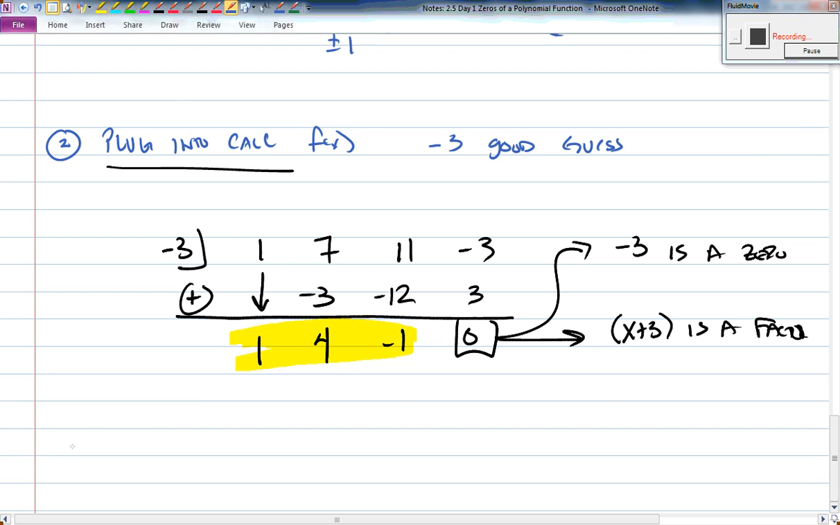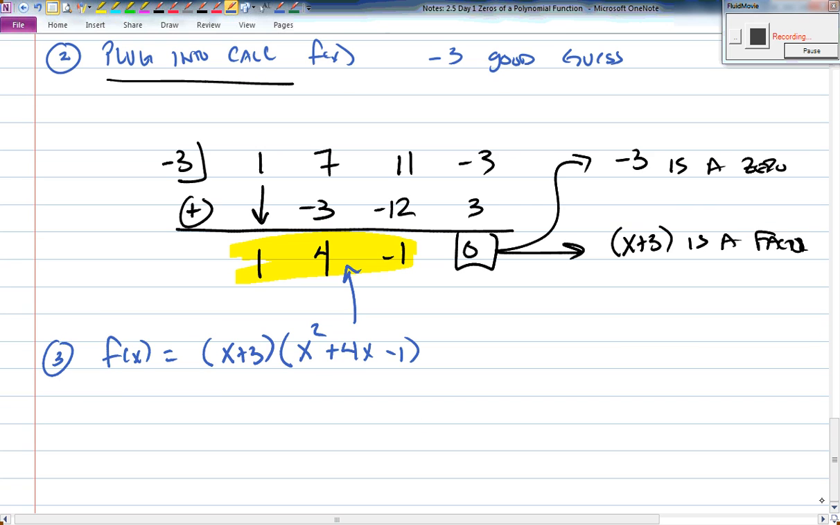So now, check this out. We can rewrite our function f of x. We can write it as a product of 2 factors. One of them we found, which is x plus 3. And then the other one is here, x squared plus 4x minus 1. And that came from literally right there. X squared plus 4x minus 1. That's the leftover part. This is really good news.